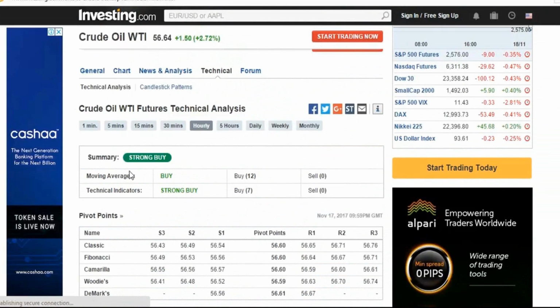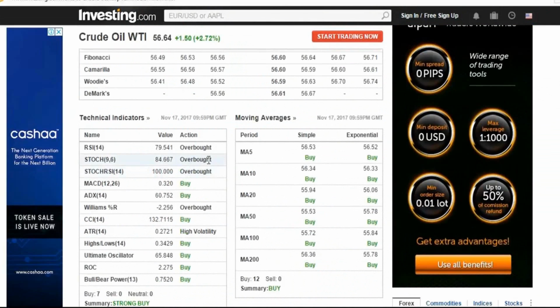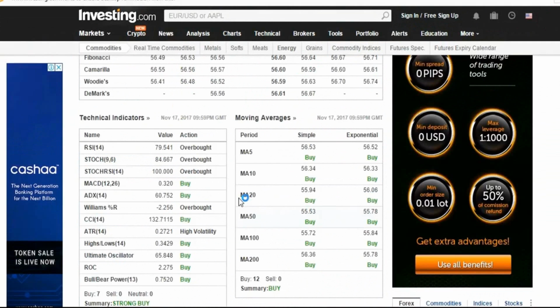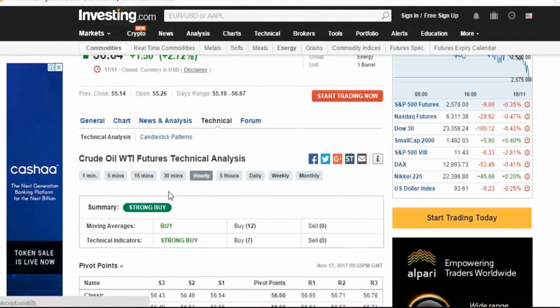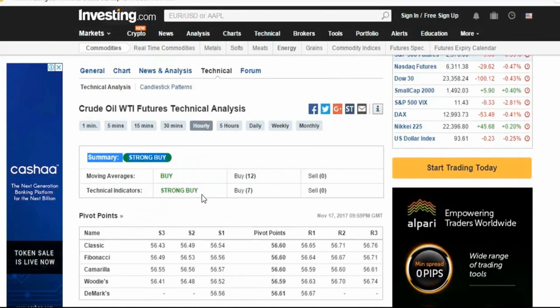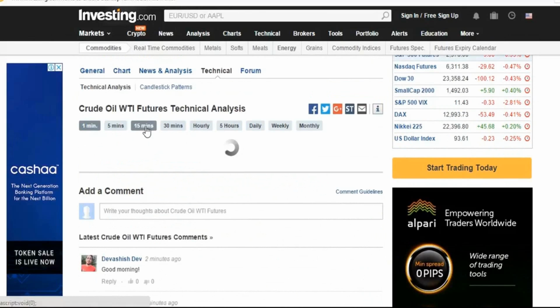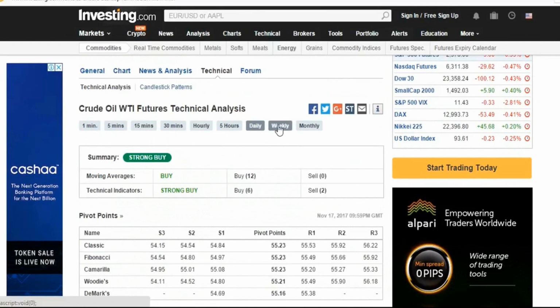You will get all technical information about crude oil and its current trend also. No need to know about technicals. In the summary section you can easily find out if crude is in a buy or sell trend. You can check 1 minute, 5 minutes, 30 minutes, 1 hour, 5 hour, daily, weekly and monthly trends also.